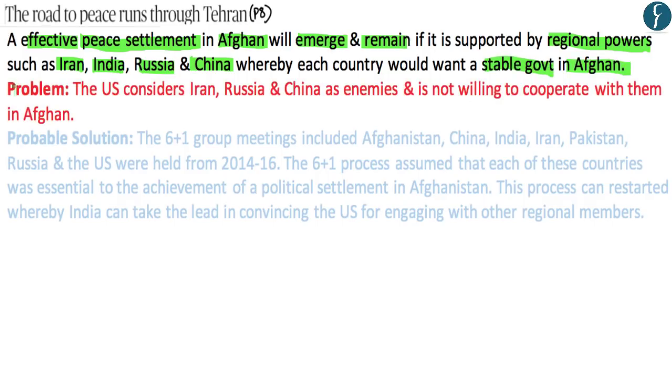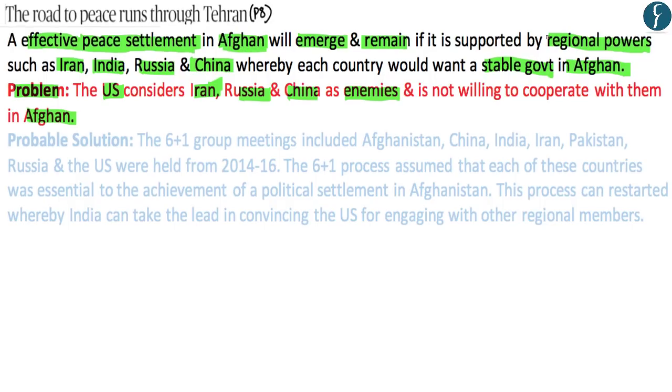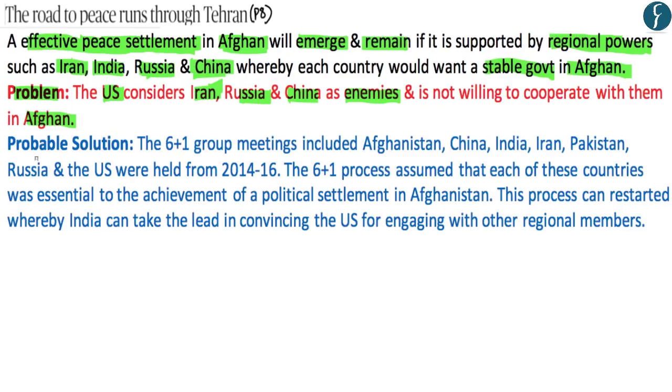However, according to the author, the current problem is that the United States considers Iran, Russia, and China as its opponents within Central Asia. And therefore, the United States under Donald Trump is not willing to cooperate with either Iran or China for a possible peace settlement for Afghanistan. And thereby, this is becoming a problem to form an effective peace settlement for Afghanistan, which will include comprehensive participation and support of all the major regional players within the Asian continent. And within that context, the author has given a probable solution.